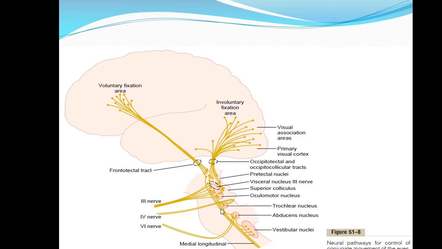present in the brainstem. So that is how the cranial nerve nuclei are influenced by various centers present in the higher brain areas, as well as they receive signals from the vestibular nuclei present in the brainstem.